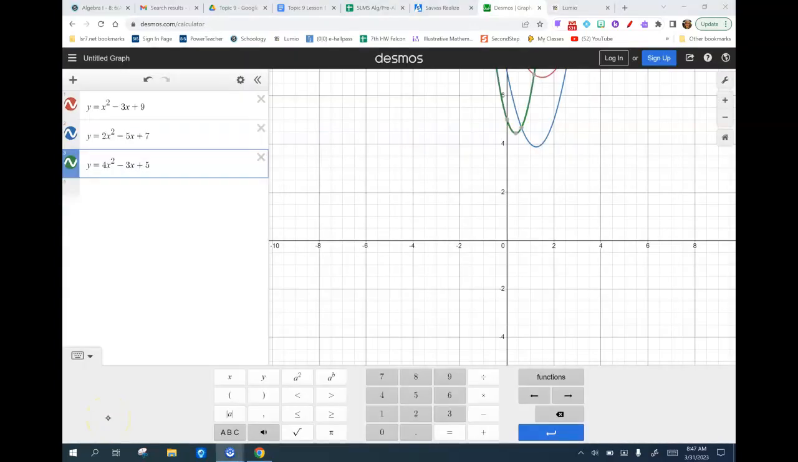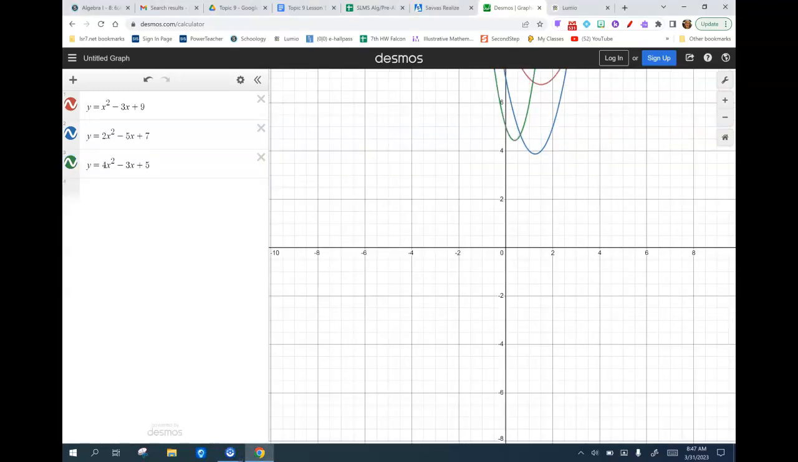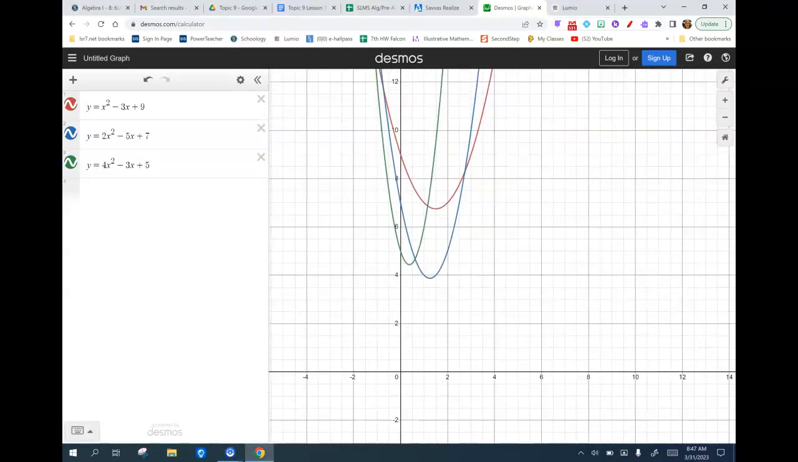So I have all three equations graphed. Now notice it's not real easy to see, so I'm going to take my finger and pull it down so I can see all of them. Now, look at this. How many times does the red graph touch the x-axis? How many times does the blue touch the x-axis? How many times does the green touch the x-axis? Exactly, it doesn't. So what that tells you is there are no real solutions.